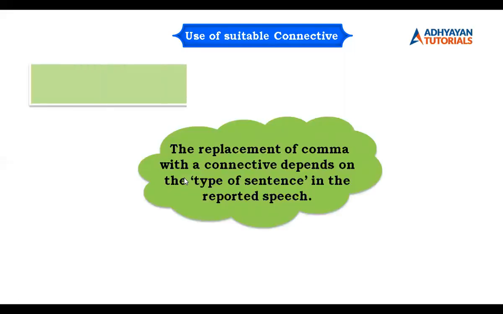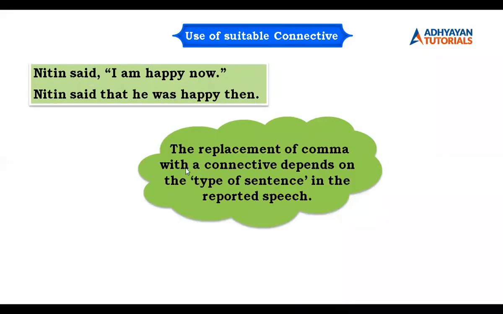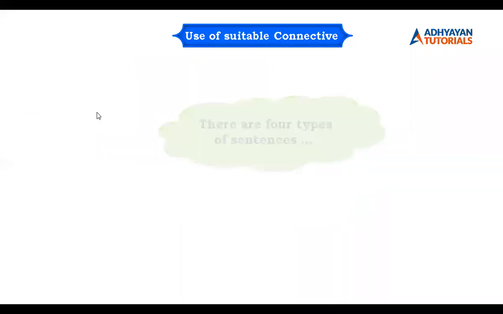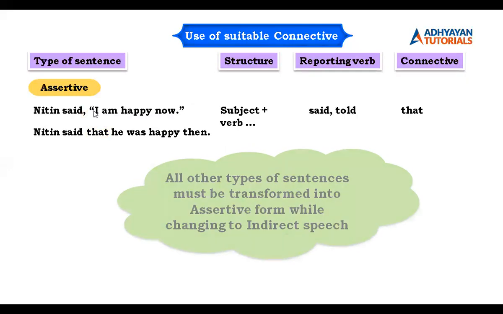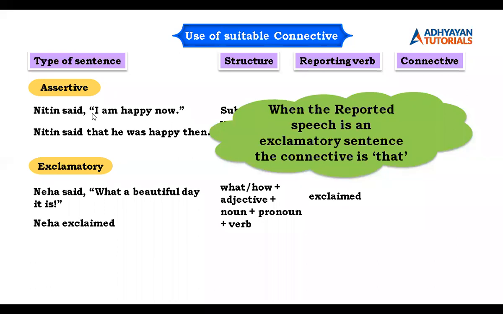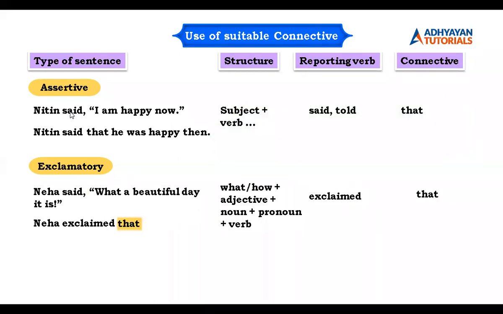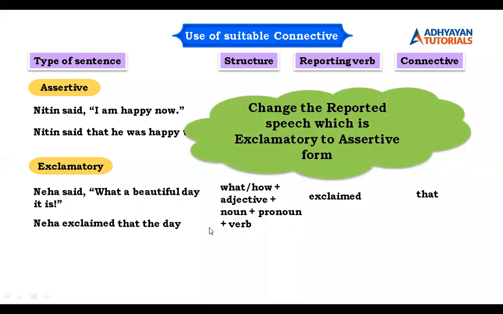Now use of suitable connective. Connective कैसे use करते हैं? Let us see that. So connective is nothing but when you remove comma and add a that. बराबर. So type of sentence पे depend होता है कि आपका connective कौन सा रहेगा. Okay. For example, if your sentence is an assertive sentence, then your reporting verb would be said or told, and connective would be that. Barabar. And if your sentence is an exclamatory sentence, then your reporting verb, yani bahar ka verb would be exclaimed, and connective would be that.